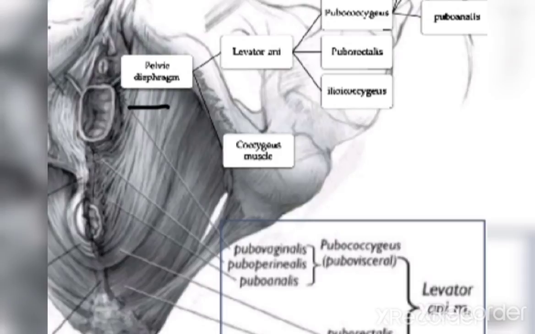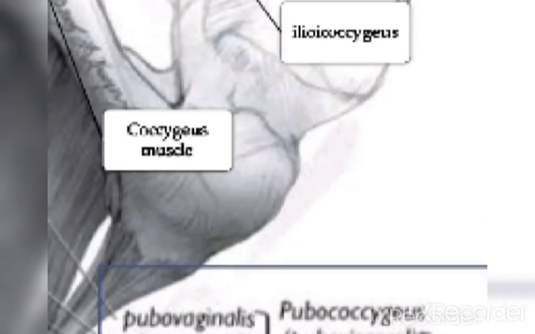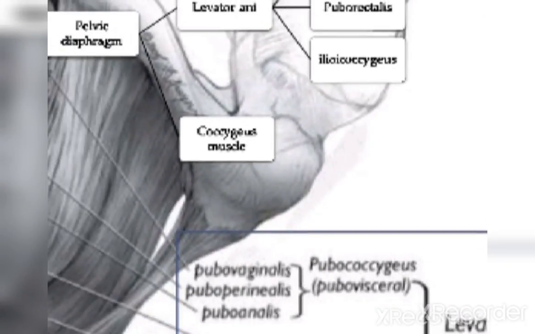Okay, so all these muscles are called the pelvic diaphragm. It consists of the levator ani and the coccygeus muscle. Now the levator ani muscle is formed by the pubococcygeus. As the name suggests, these are the names of the muscles from pubic to coccyx. So pubococcygeus, from pubic to rectum, puborectalis, and from ilium to coccygeus is iliococcygeus.